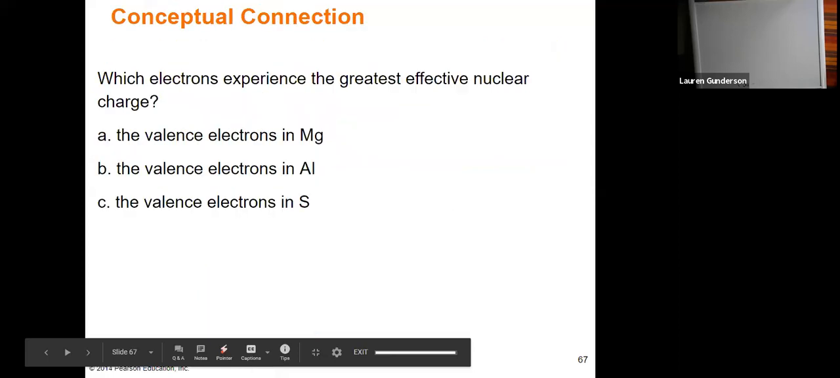Take a second. And you're going to see that the valence electrons in sulfur are going to experience the greatest effective nuclear charge of the bunch.